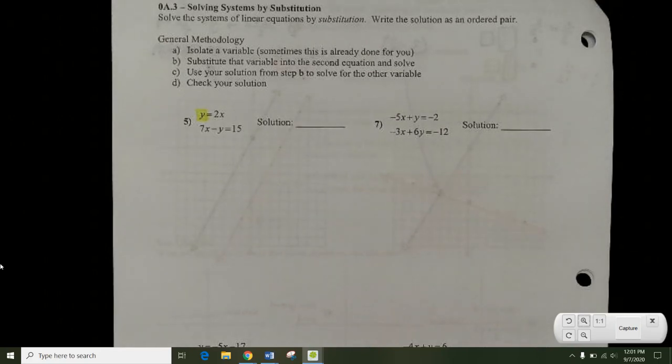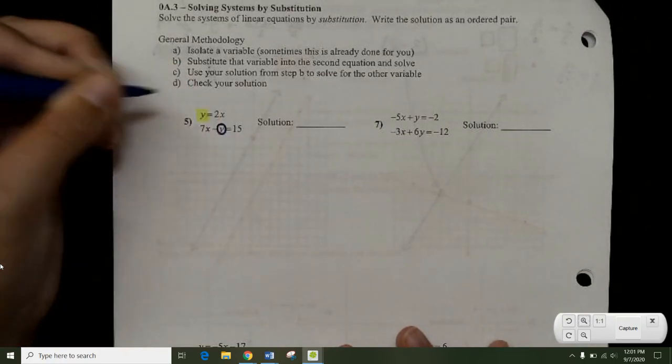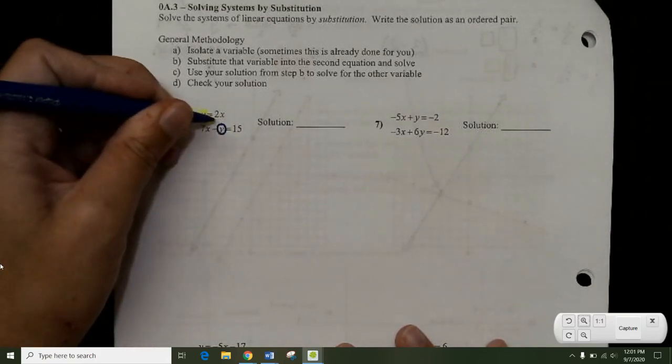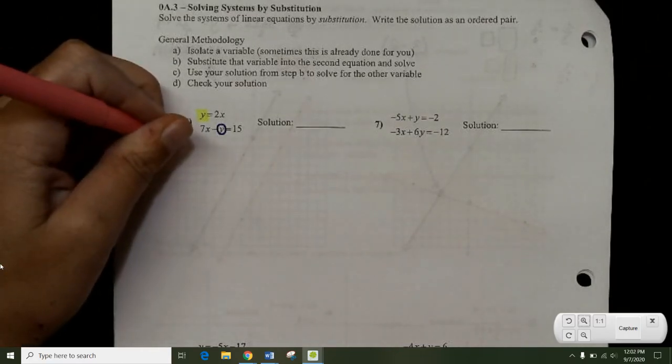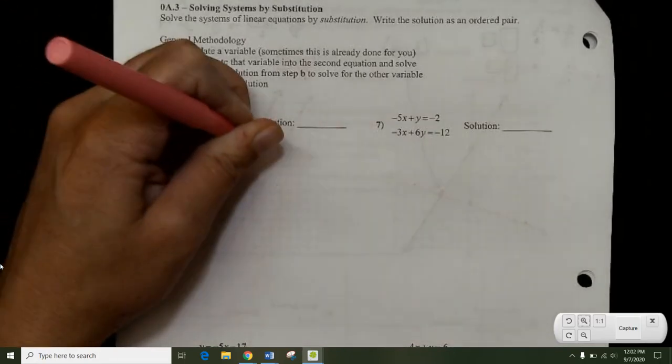So notice I have y equals 2x. What that means is y is the exact same thing as 2x. I can use them interchangeably. So substitution says whenever I see a y, I can change it to a 2x because they mean the same thing. So in the second equation, I see 7x minus y equals 15. Notice if I just replace y with 2x, I'll have only x's. So 7x minus, instead of y, I'm leaving a blank, equals 15.